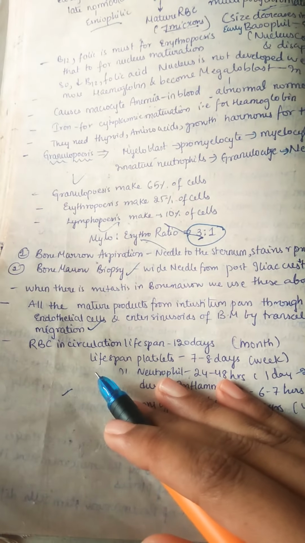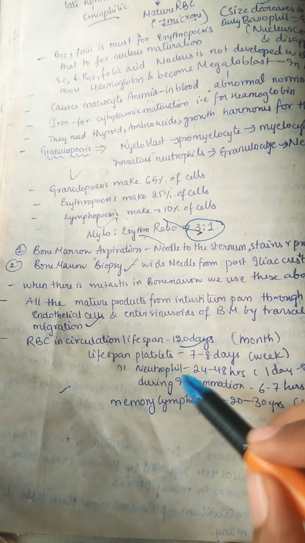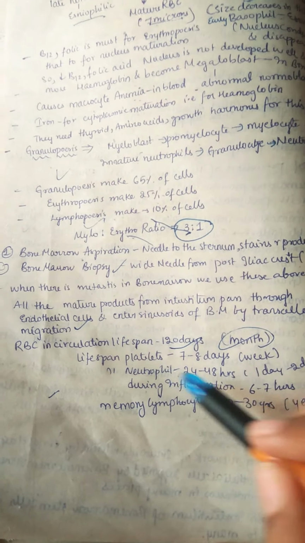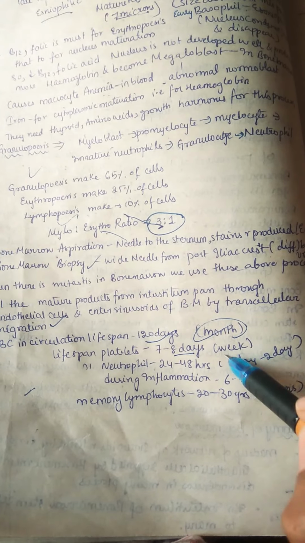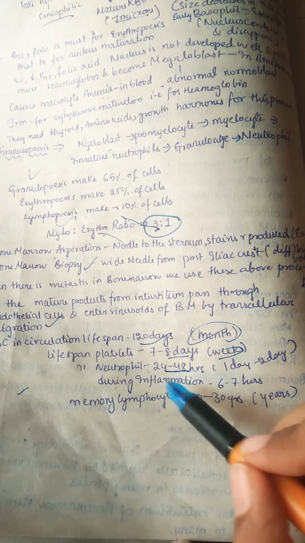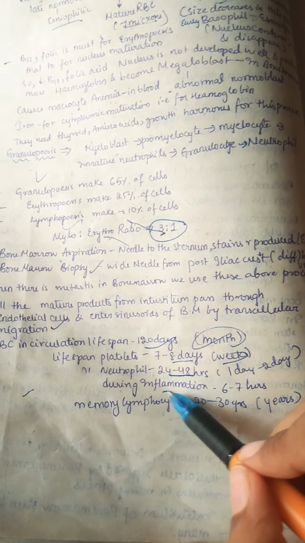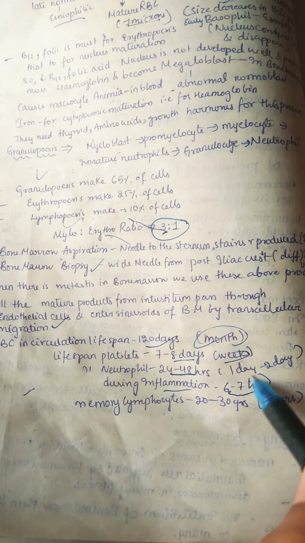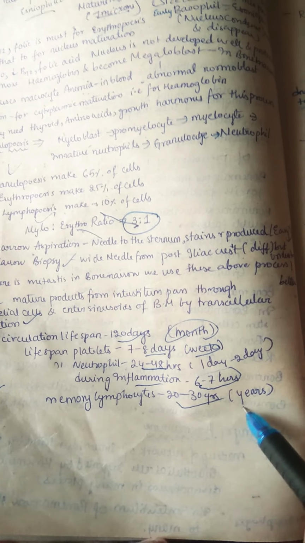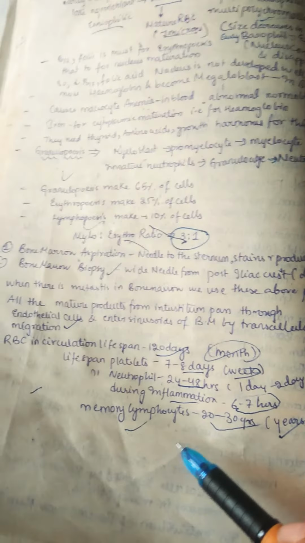And the RBC in the circulation has a lifespan of 120 days, that is about months. The lifespan of platelets is 7 to 8 days, it's only about a week. And the neutrophil's lifespan is only a day or 2 days, 24 to 48 hours. And during inflammation, it takes 6 to 7 hours. And memory lymphocytes can live up to years, 20 to 30 years. So these have the longest lifespan.